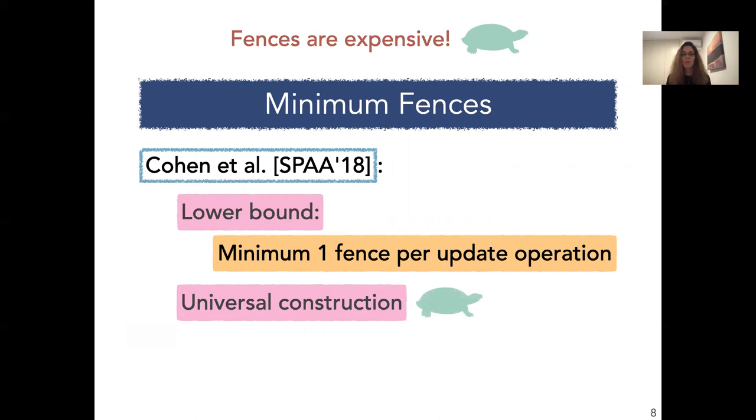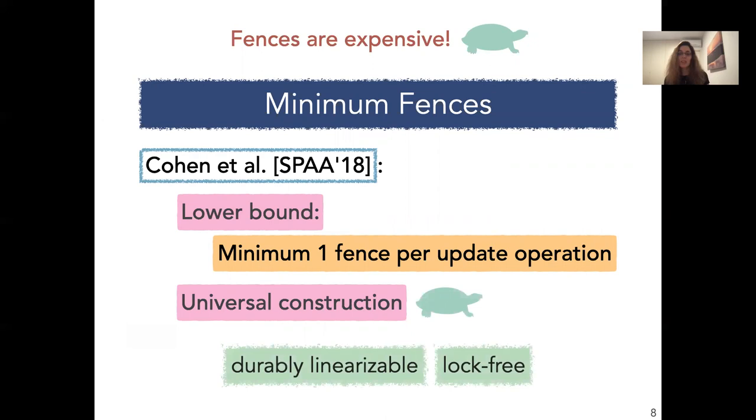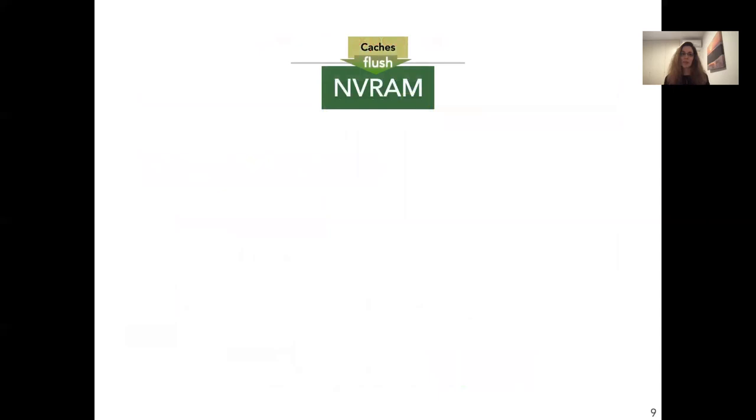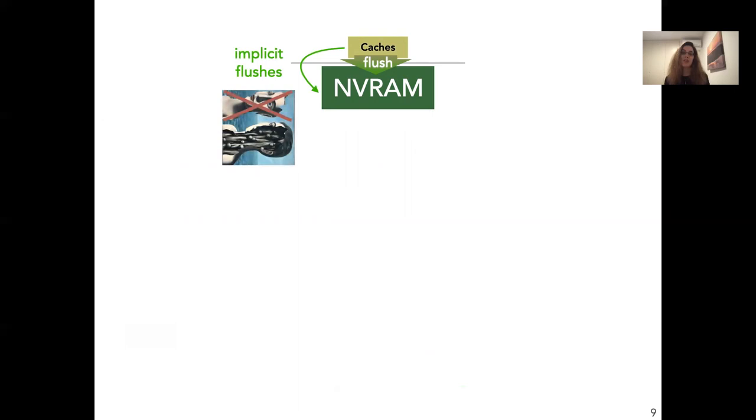Note that Cohen et al. referred to durably linearizable lock-free objects, and our queues also have these properties of durable linearizability and lock freedom. To recap our motivation, the CPU performs cache evictions that implicitly flush data to the memory. They reorder writes to memory so that in case of a system crash, some new data may appear in the NVRAM while older data kept in the cache is lost.